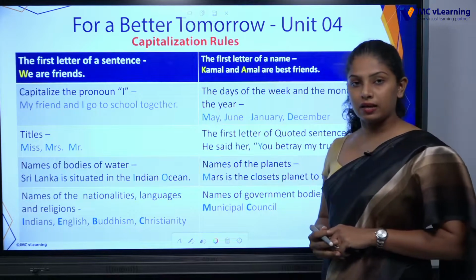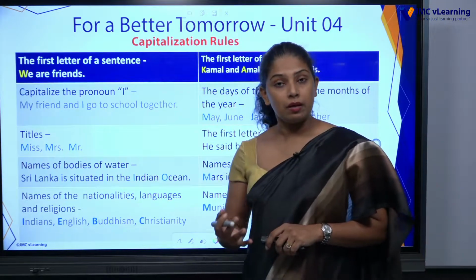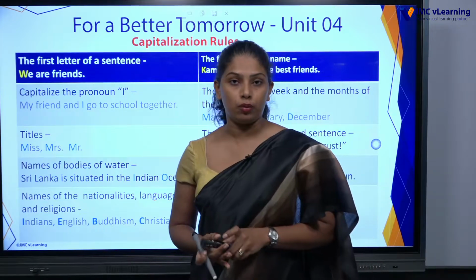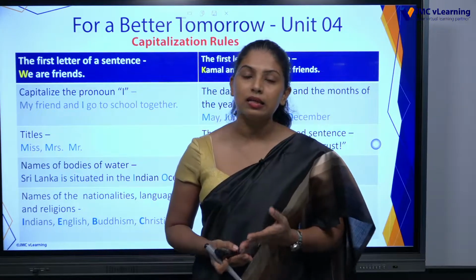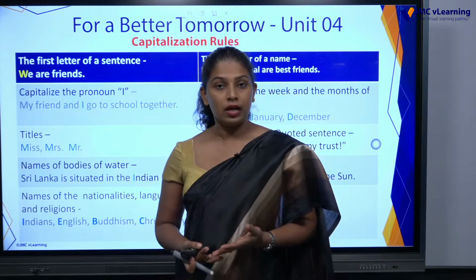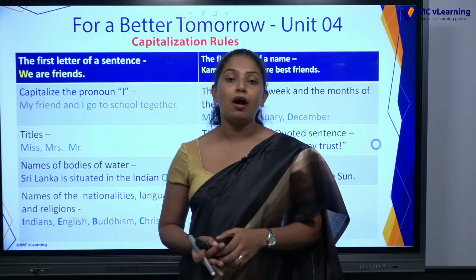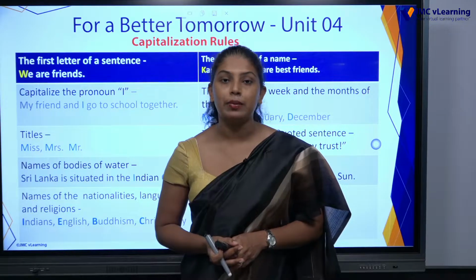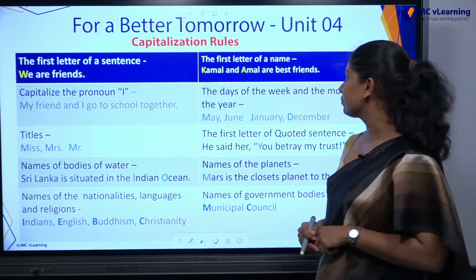Let's move to the second one. The first letter of a name. Names, that means proper nouns. A particular name which we use for a particular person or a place or a country or a thing, whatever. If it is a proper noun or a name, we have to use the first letter as a capital letter. Here I have given an example.